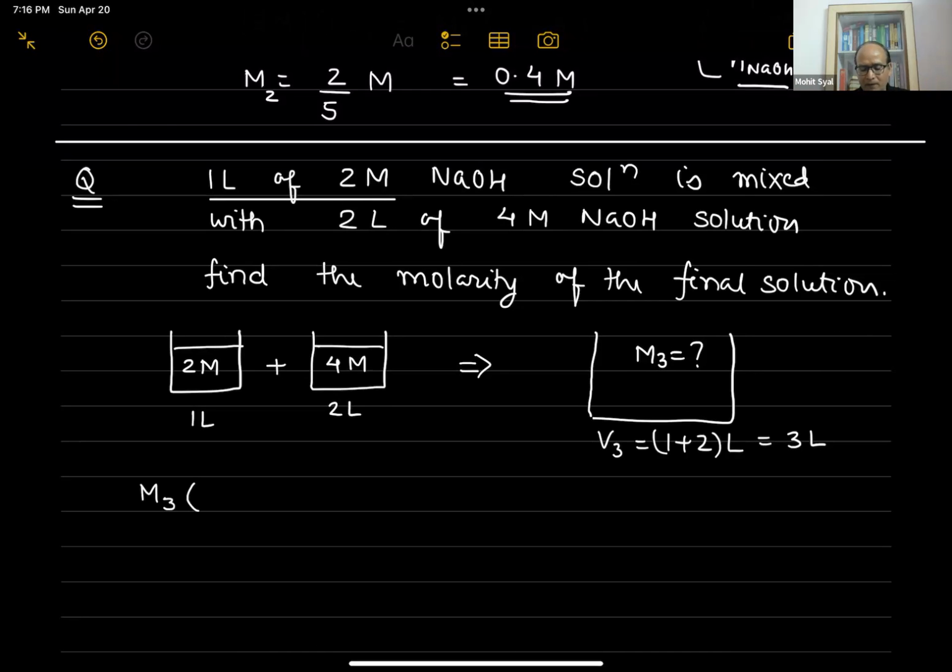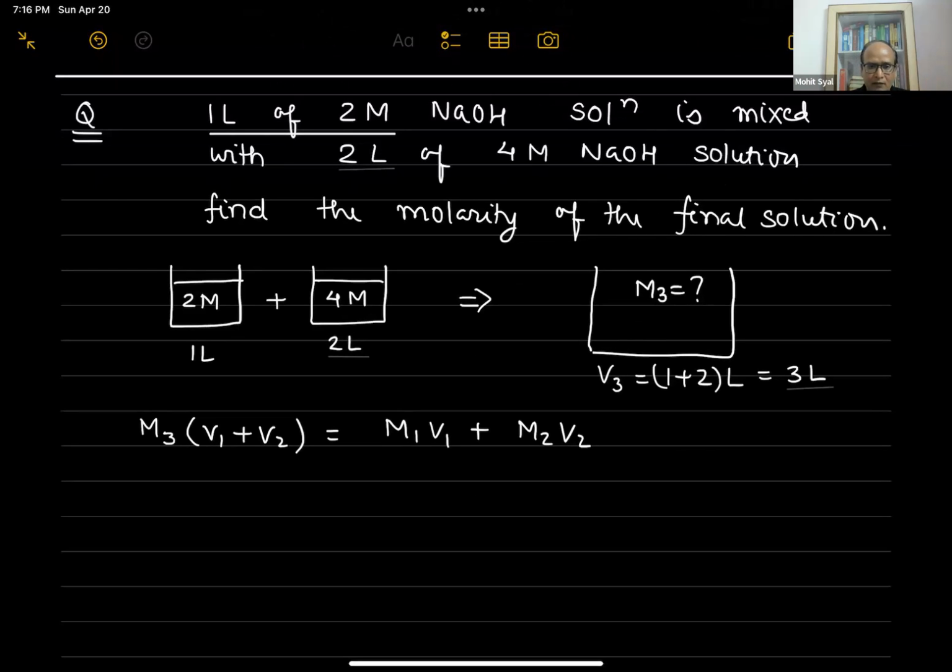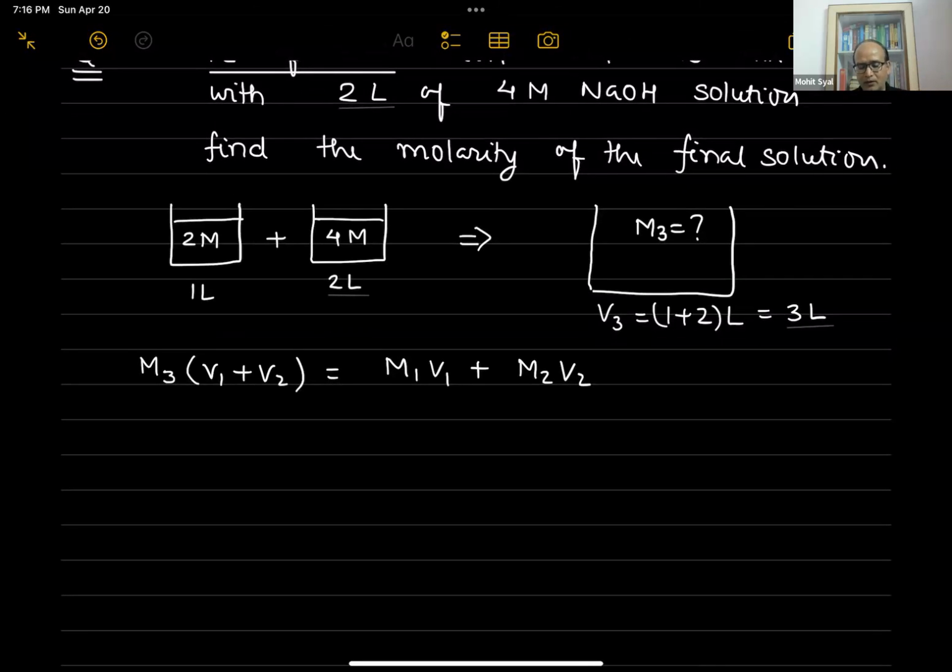Always remember, the final volume is V1 plus V2, and you are going to use this relationship: M1V1 plus M2V2. If you are not adding two solutions, just water, M1V1 equal to M2V2. Okay, if you are mixing two solutions, means you need to have one more molarity and one more volume. So you are going to use this formula. M into V represents the number of moles of NaOH from the first solution, plus the number of moles of NaOH from the second solution. To add them together, divide by total volume.